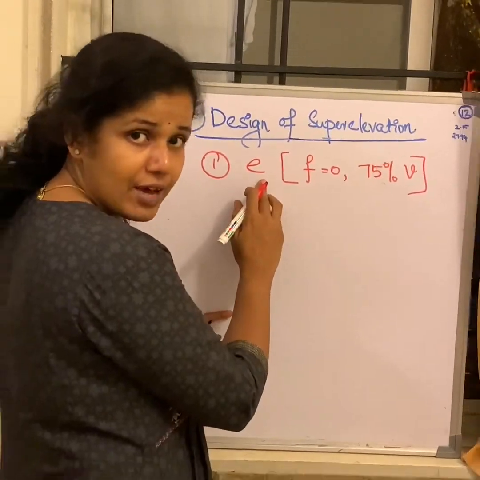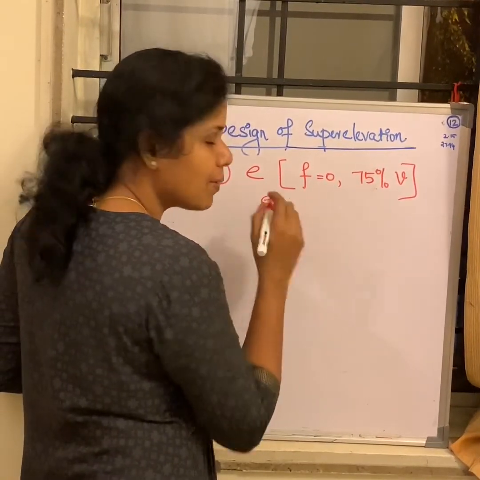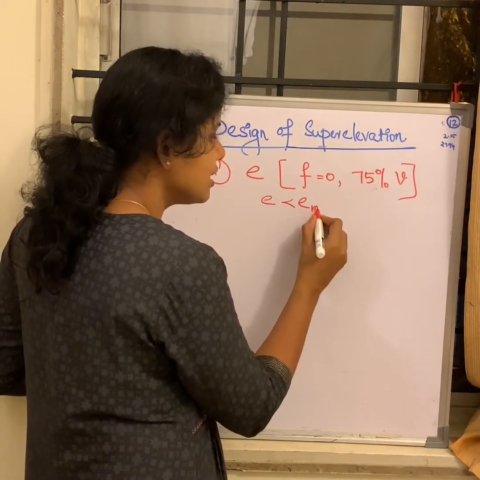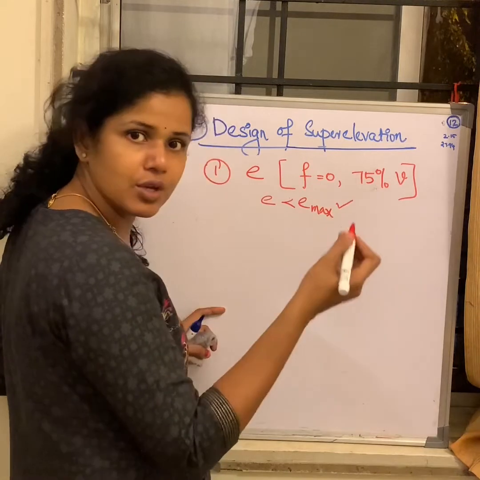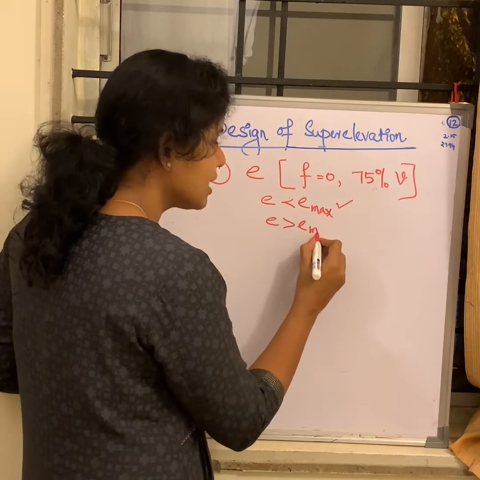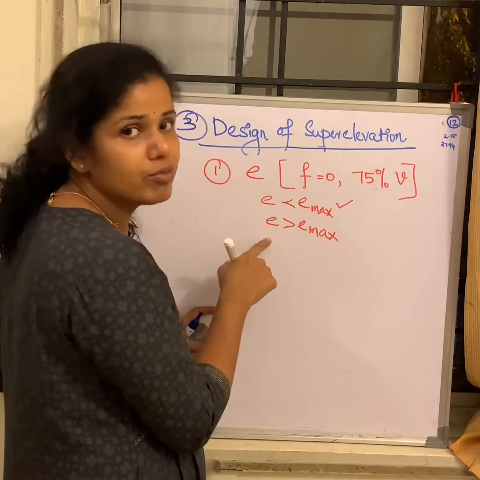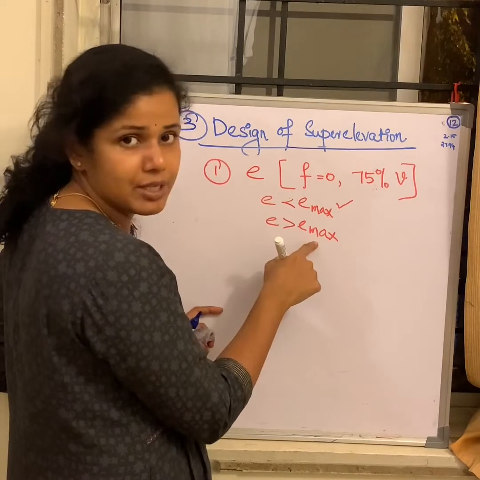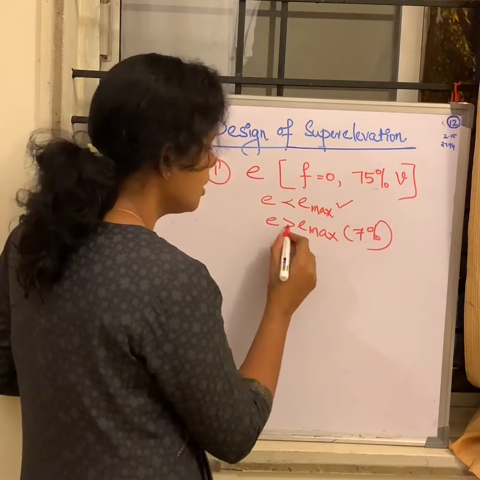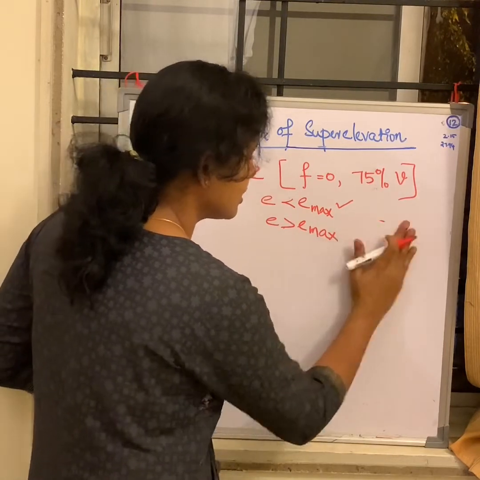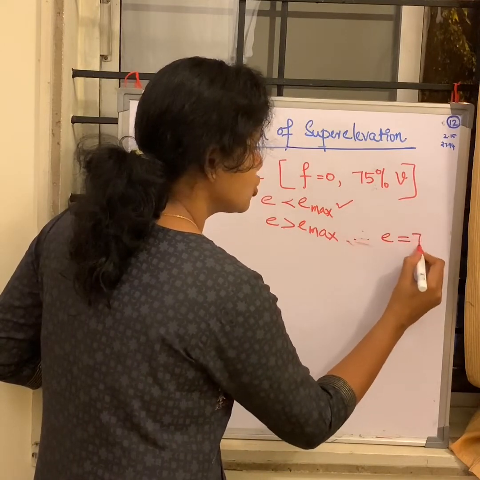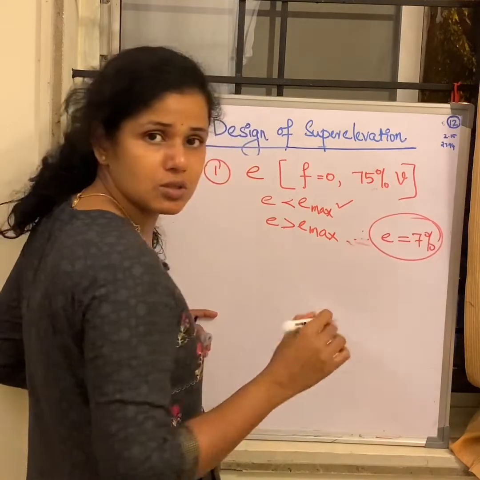Now, whatever the E value you get, compare it with the maximum limiting value of super elevation. If it is less than the limiting value, good enough, proceed with the value we calculated. Now if the E value is greater than E max, you are not allowed to go with this because there is a limiting value. So limit this E value to 7%. Therefore, I will write E has to be limited to 7%. Clear?